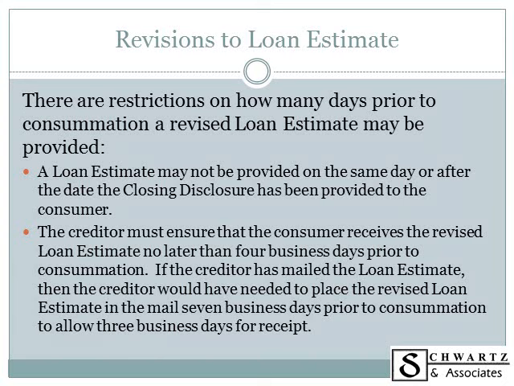Finally, there are timing restrictions on how many days prior to consummation a revised loan estimate may be provided. A revised loan estimate cannot be provided on the same day or after the date the closing disclosure has been provided to the consumer. Additionally, the creditor must ensure that the consumer receives the revised loan estimate no later than 4 business days prior to consummation. If the creditor is mailing the revised loan estimate, then it needs to be placed in the mail 7 business days prior to consummation to allow the 3 business days for receipt to elapse.